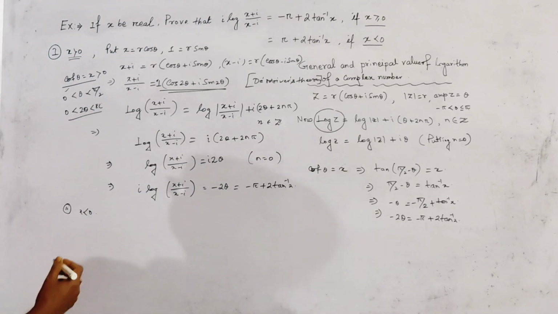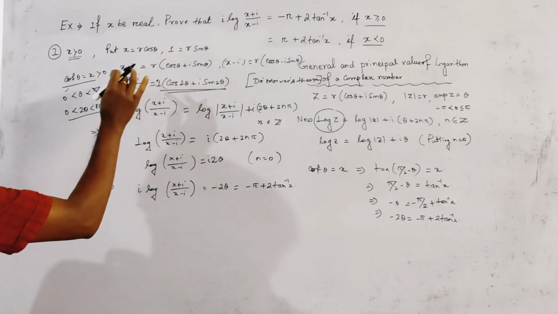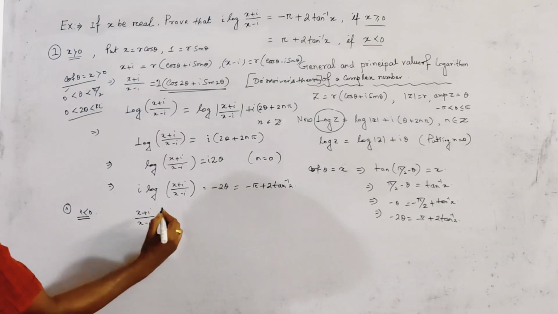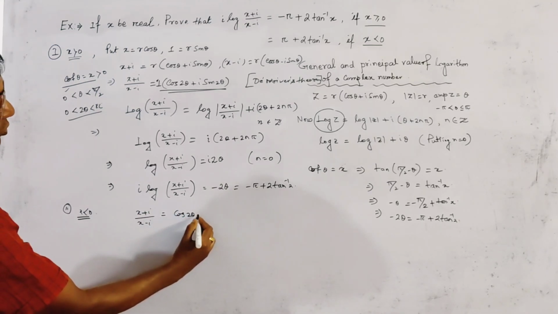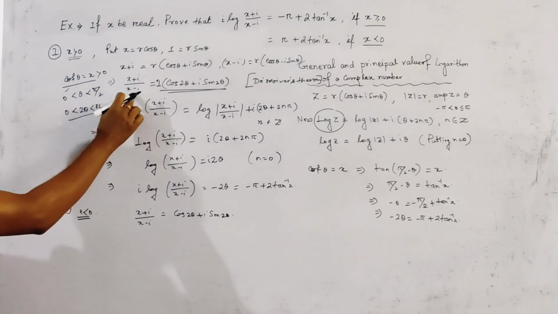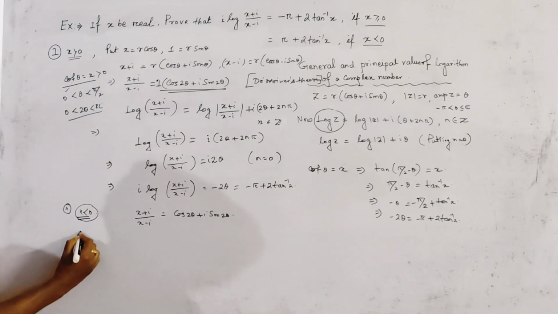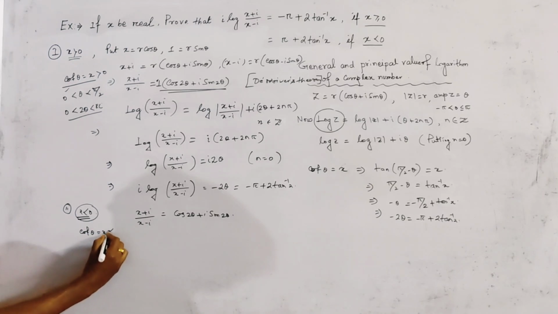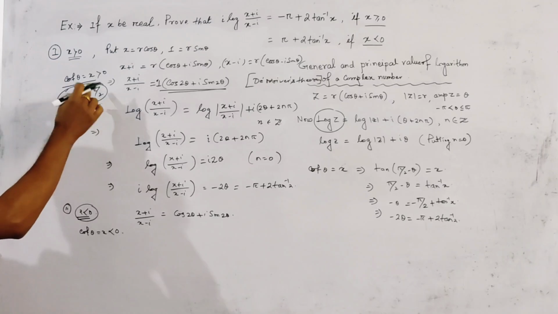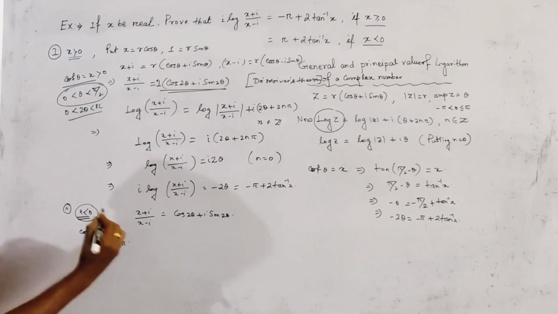In the second case, when we take x less than 0, this portion is the same, that is, we directly write the result as (x + i)/(x - i) = cos 2θ + i sin 2θ, the same as in case 1. Now here, since x < 0, we get cot θ = x, which is less than 0, and in this case the range is not 0 to π/2; the range is π/2 < θ < π.